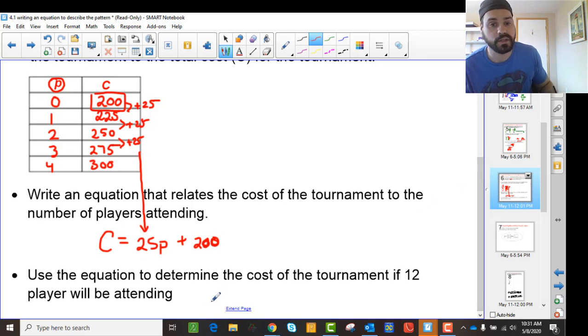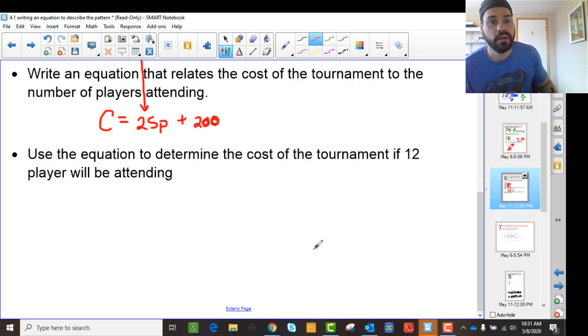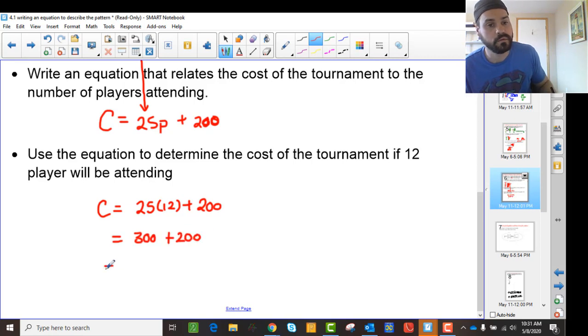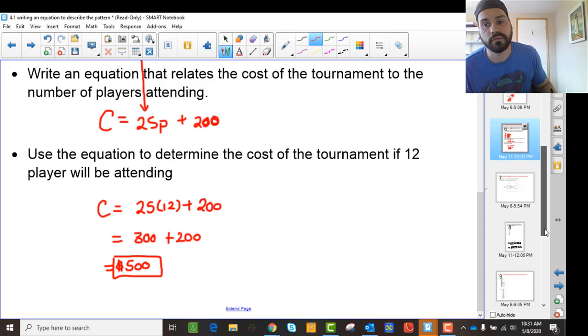Okay, now it says, and here's my 12 players, right? How much is it going to cost for my regular basketball team of 12 players to go? So I'm going to go 25 times 12 plus 200. So that's 300 plus 200. And that gives me $500. It's going to cost the team $500 to go to the tournament. Okay, and that's really the idea behind all of these.